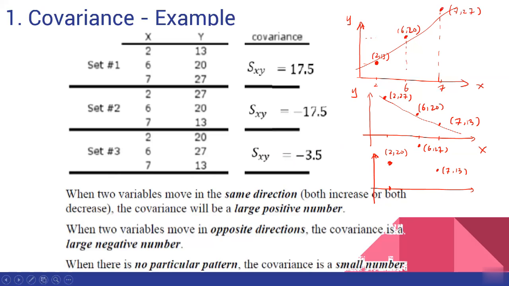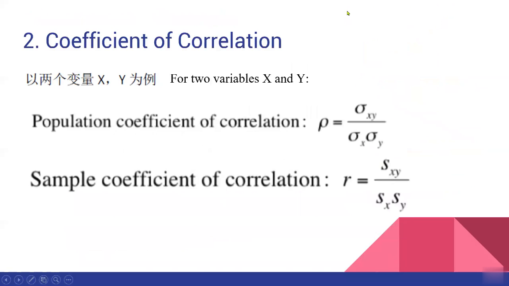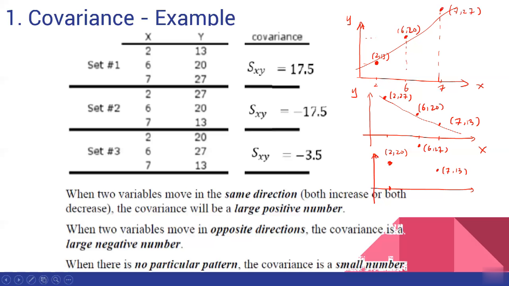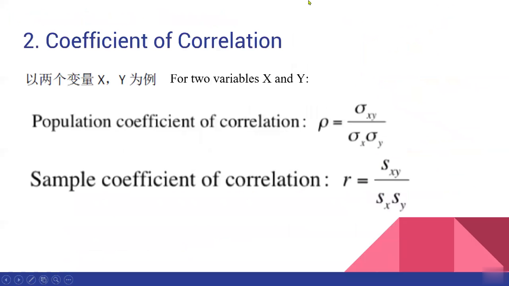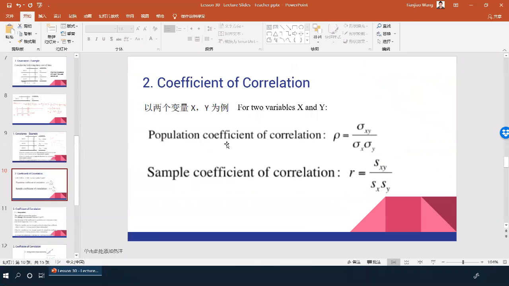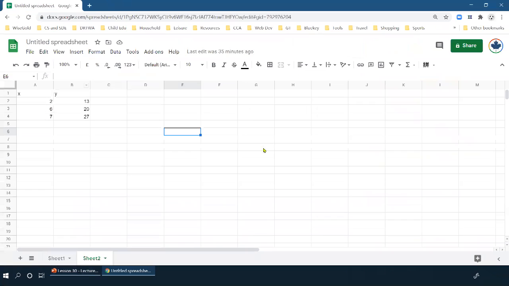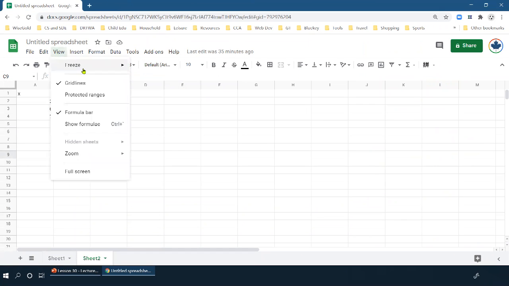Okay, so this is how we can calculate the covariance using the manual method. So again, like variance, we can also calculate the covariance using a spreadsheet. Okay, next I'll illustrate how we can do this on the computer.